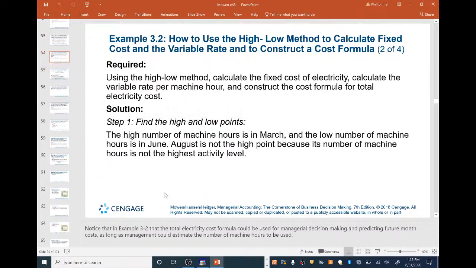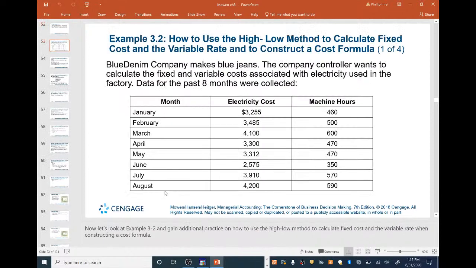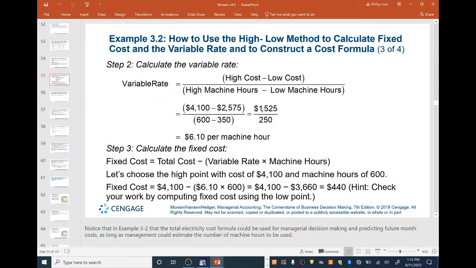So fixed cost, once again, we're punching in total cost, we know it, right? 4,100 minus the variable, 6.10 times 600, equals 4,100 minus the 3,660. Where's the 3,660? It's the 6.10 times the 600. Okay, so that leaves us a total of $440, okay?